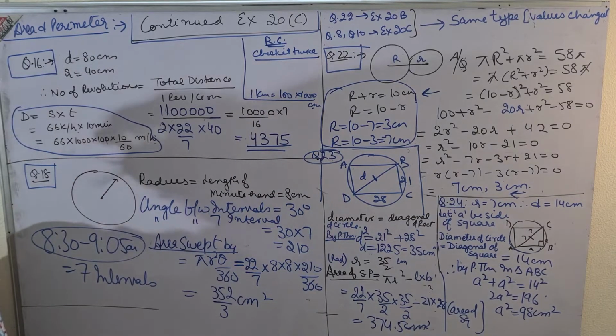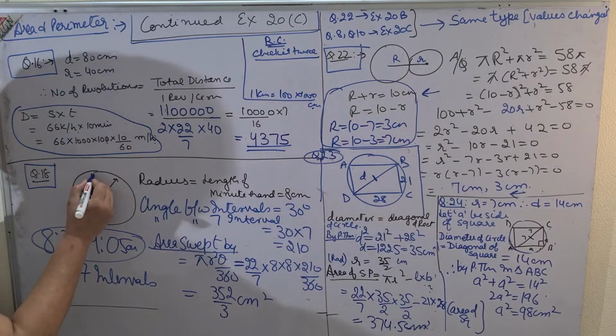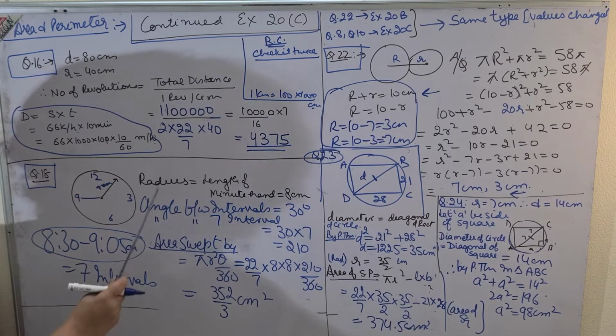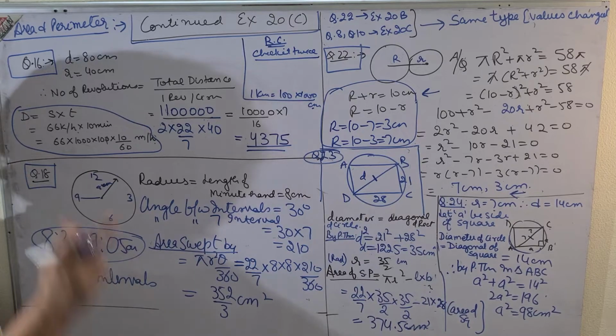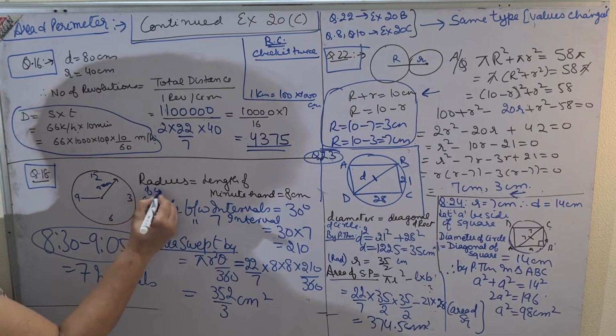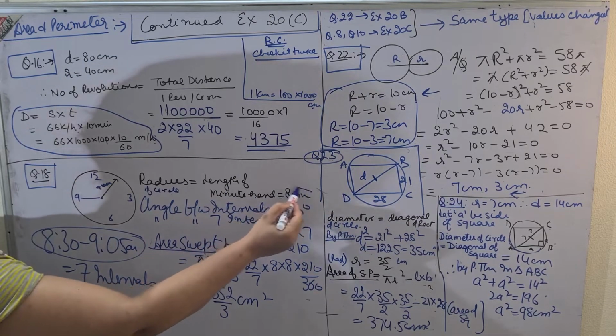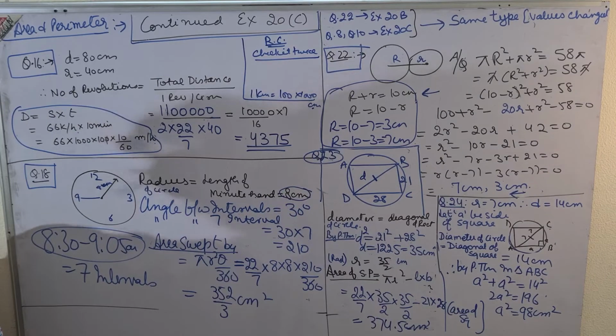Then come to question number 18. The minute hand of a clock is 8 centimeter long. I have made a clock here, and the minute hand is given to be 8 centimeter. Remember children, the length of the minute hand will become the radius of this circle, because the clock is in the form of a circle. So the radius of the circle will be equal to the length of the minute hand, that is 8 centimeter. Find out the area swept by the minute hand between 8:30 am to 9:05 am.